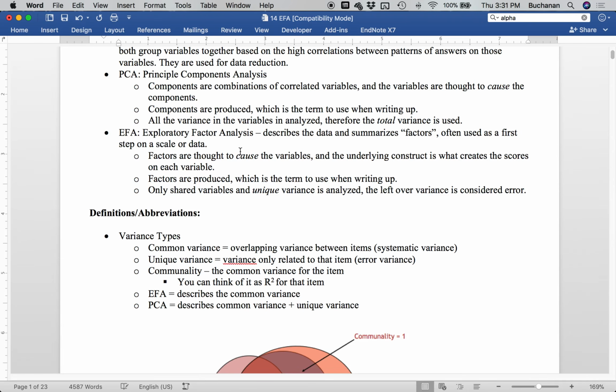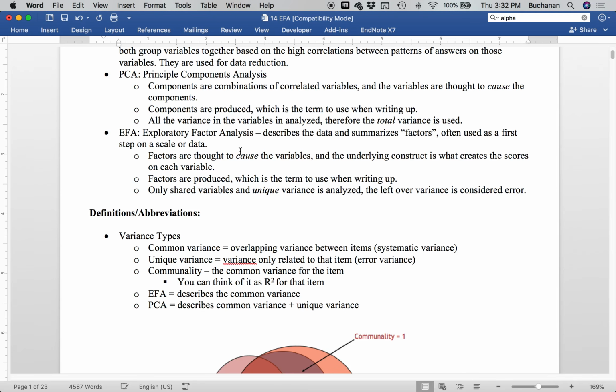Exploratory factor analysis describes the data and summarizes factors. And in the reverse, factors are thought to cause the variables. And that is where an underlying construct is what creates the scores. So generally, this is the way psychologists think about phenomena. So IQ: my IQ causes the answers that you see on a standardized IQ test, not that my answers on the IQ test create my IQ. So we think there's something inherent to the person that causes the output that we see.